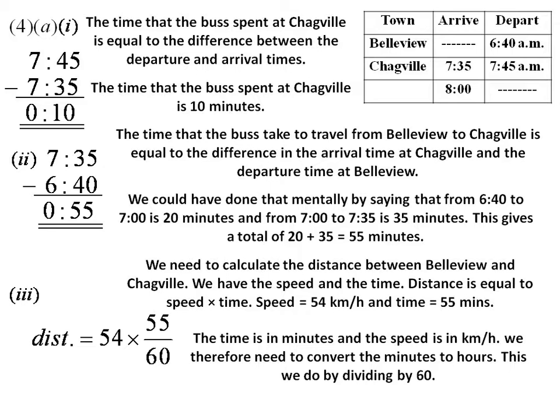So 54 multiplied by 55 over 60, and then we can do a little fraction reduction where we say 6 into this is 9, 6 into this is 10, then we multiply this and then divide by 10, which is reducing by one place of decimal, and no doubt we will get 49.5 kilometers.